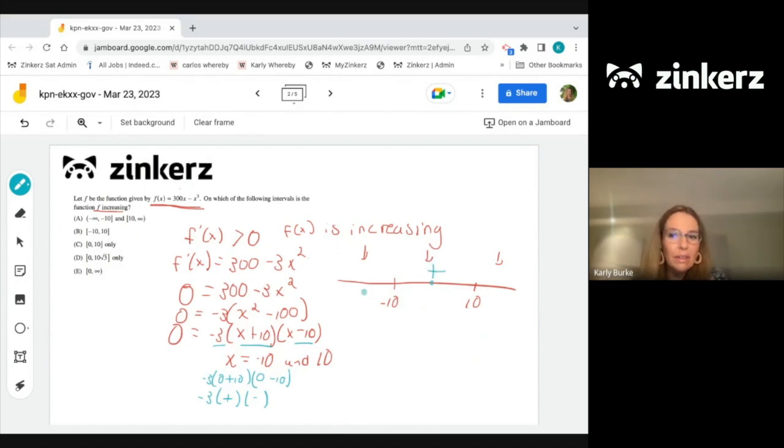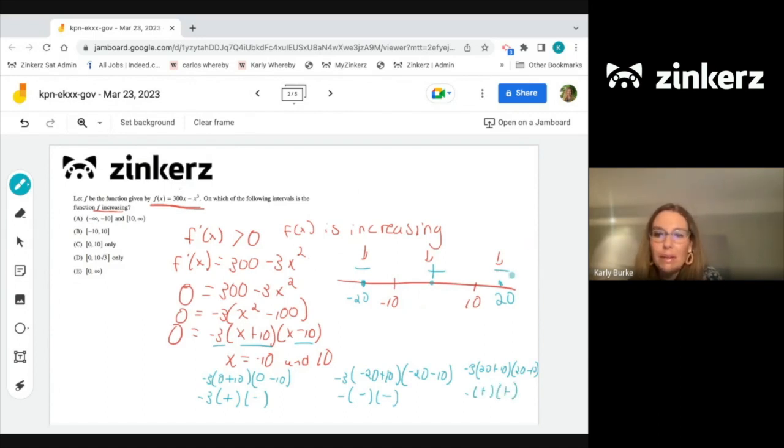Now we're going to check another value to the left here, maybe negative 20. If I have negative 3 times negative 20 plus 10 times negative 20 minus 10, this is a negative times a negative times a negative. Three negatives are going to make a negative. Then the last value is the one to the right of 10, so we're going to check at 20. If we plug this in, we get negative 3 times 20 plus 10 times 20 minus 10. So I have a negative times a positive, which gives me a negative.